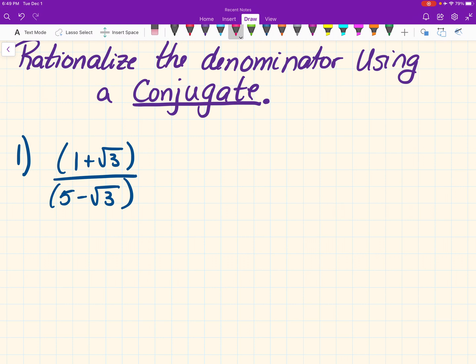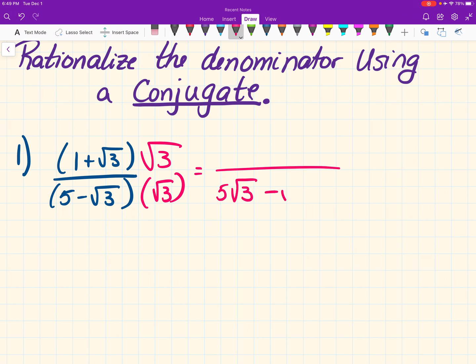But we can't just multiply by root 3, because watch what happens. Don't write this down. Let's say I multiply by root 3, top and bottom, like you're thinking, oh, we're good. But look what happens. You get 5 root 3 minus the square root of 3 times 3, so that's 5 root 3 minus 3. We didn't get rid of it. We just moved it.